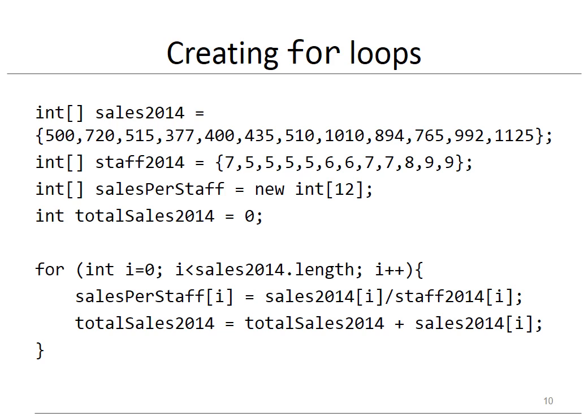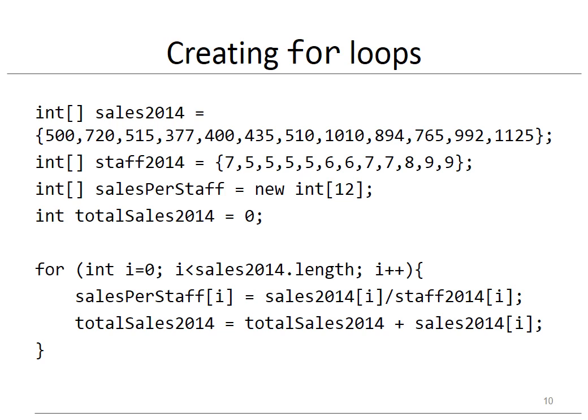Here you can see 3 arrays of integers defined. The first array, sales2014, contains the sales numbers during each month of 2014. The second array, staff2014, contains the amount of staff during each month of 2014. The third array, salesPerStaff, is an array of 12 integers which needs to be computed by our program. We also define an integer variable totalSales2014, representing the total sales of 2014, and initialize it to 0.